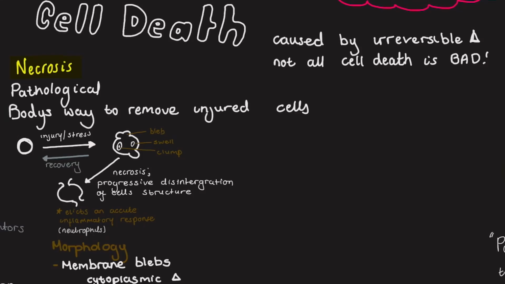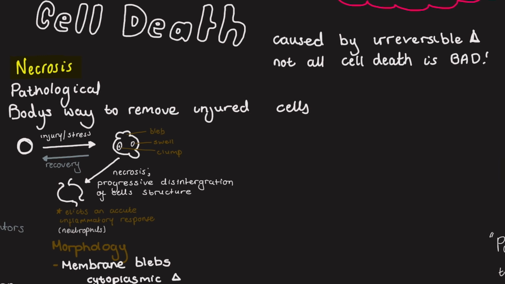So, irreversible injury to cells leads to cell death, and there are two different types of cell death. The number one being necrosis, which is pathological and is the body's method to remove severely injured cells. The second one is apoptosis, which can be pathological and physiological, and it's to help maintain the normal function of tissue, so it removes cells that aren't following the usual business. This is very important in removing precancerous cells.